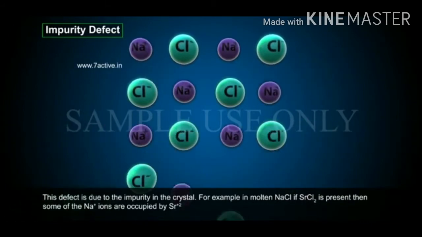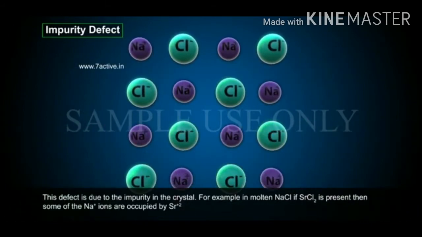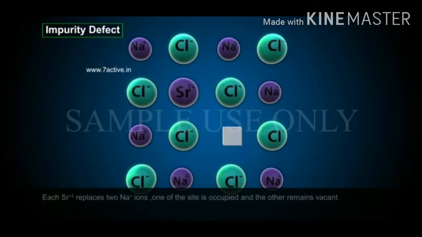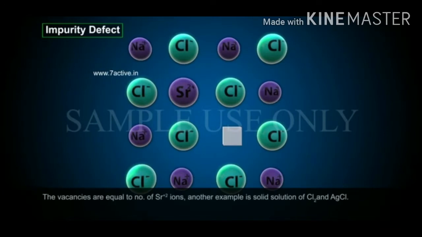For example, in molten NaCl, if SrCl2 is present, then some of the Na+ ions are replaced by Sr2+ ions. Each Sr2+ replaces two Na+ ions. One of the sites is occupied and the other remains vacant, denoted by a white block. The vacancies are equal to the number of Sr2+ ions. Another example is a solid solution of CdCl2 and AgCl, silver chloride.